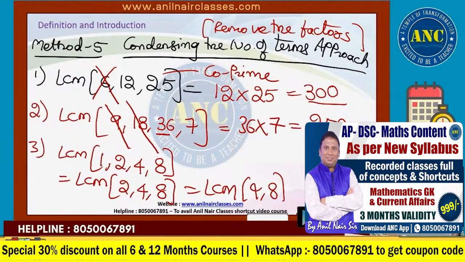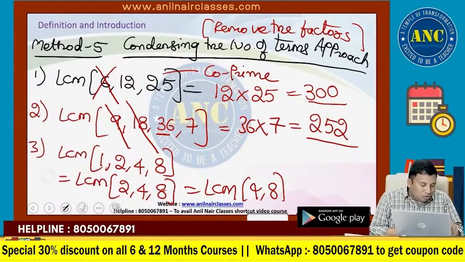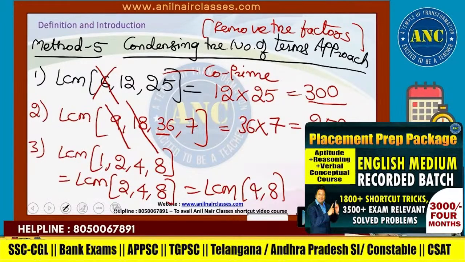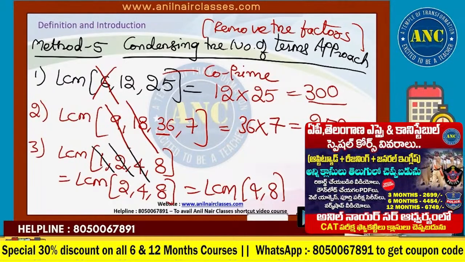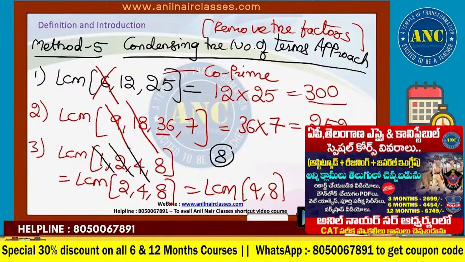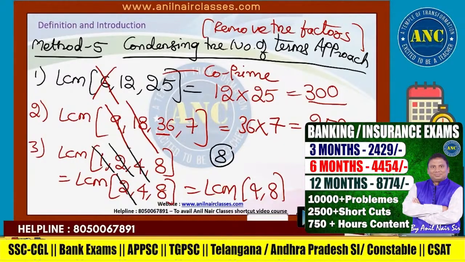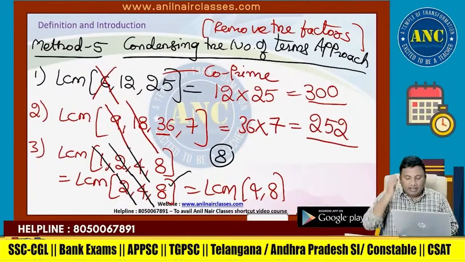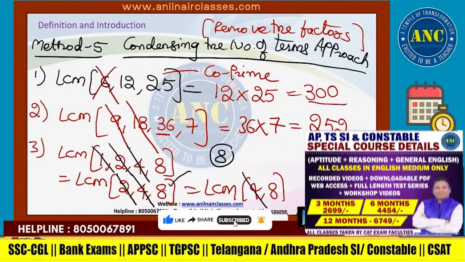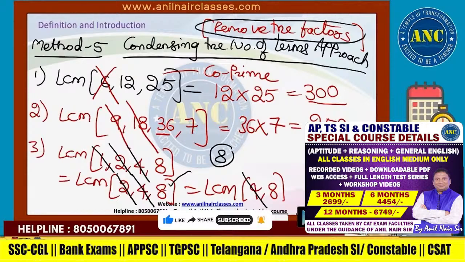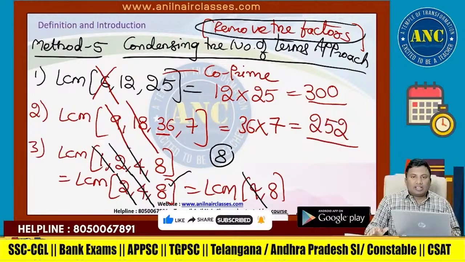Extremely important point: remove all the factors, right? 1 is a factor of 8. 2 is a factor of 8. 4 is a factor of 8. So the answer for this question is 8. Again it is 8. So remove all the factors of a number if they are present in that set.